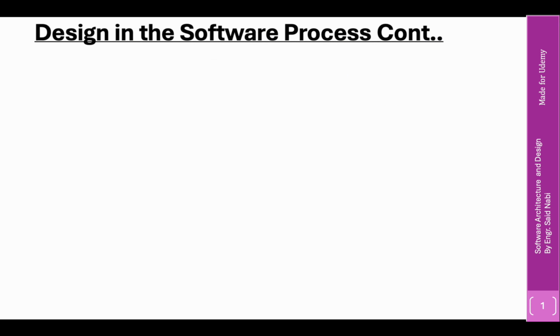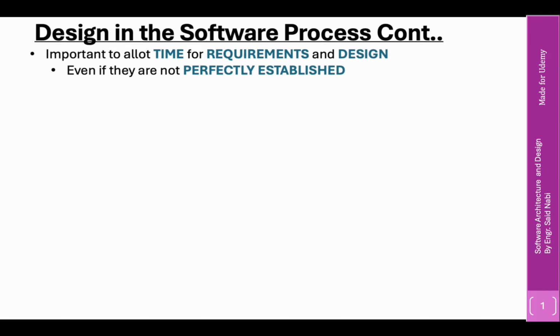Alright, design in the software process continued. One of the biggest mistakes I see in software projects is not lack of skills, it's lack of patience. It is very important to allot time for requirements and design. Not because they will be perfect, but because even imperfect clarity is better than blind coding. In the real world, requirements are never perfectly established, and it's okay. What matters is that we slow down enough to think before we build.